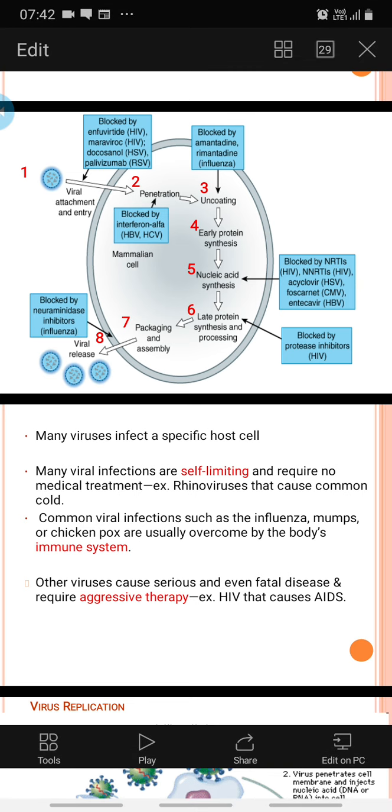Example, rhinovirus that causes the common cold does not require any treatment. Common viral infections such as influenza, mumps or chickenpox are usually overcome by the body's immune system. And some virus infections cause serious and even fatal disease and require aggressive therapy. Example, HIV.